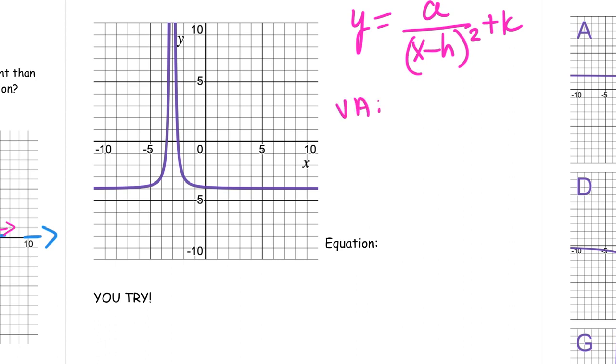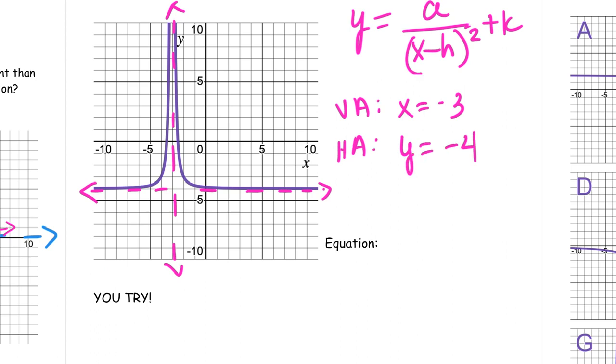Okay, so let's start off in the exact same place. What is our vertical asymptote? -3. Now we have a horizontal asymptote, a value that as it goes out to infinity to the right or the left, what y value is it approaching? Y equals -4. Good.